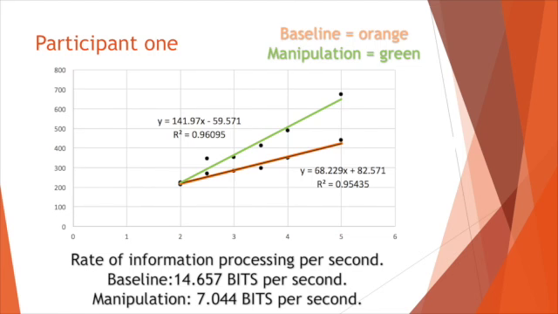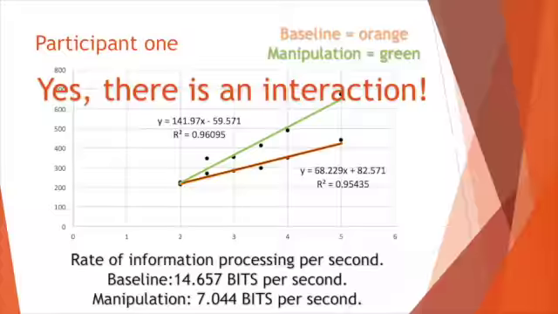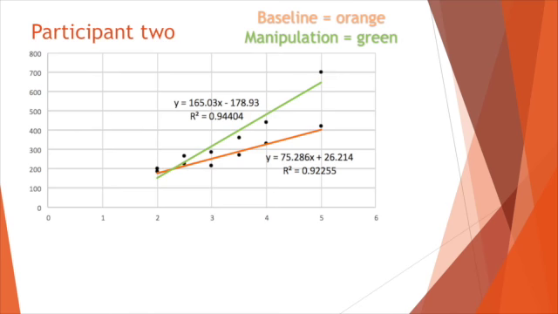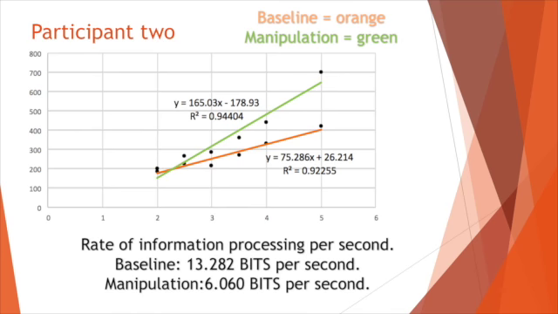For the baseline, the slope is 75.286 and the intercept is 26.214. When considering the regression equation for the baseline, y equals 75.286x plus 26.214, and the r-squared value tells us the model explains 92.2% of the variability of responses around the mean. When looking at the rate of information processing for the baseline, 13.282 bits of information is processed in 1 second.